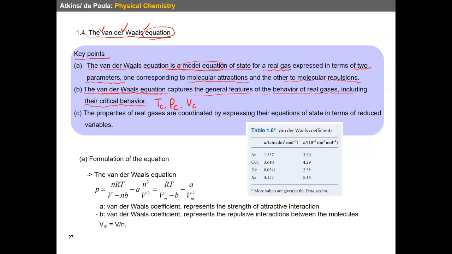And the last point is that the properties of real gases are coordinated by expressing their equation of state in terms of reduced variables. So in this chapter, first we will discuss the van der Waals equation. Then we will derive other forms of the van der Waals equation by using reduced variables.